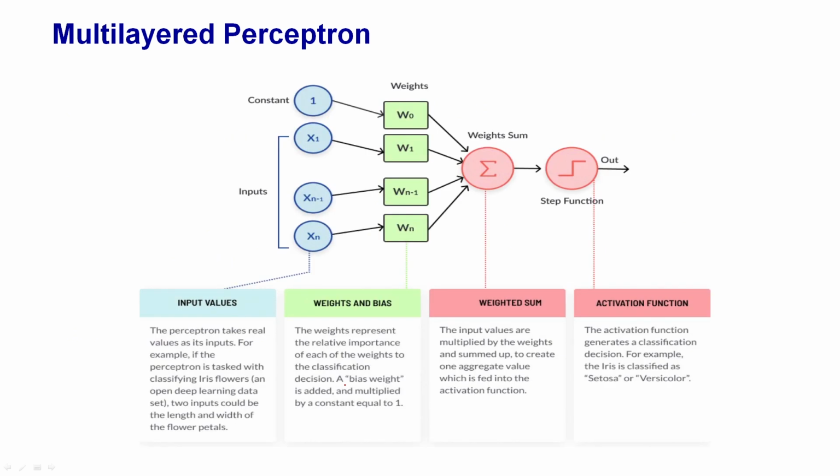As you see here, you have some weights: W0, then x1, x2, x3 till xn, which are several weights they sum over. The perceptron takes real values as input, and then these are weighted and with some bias added.